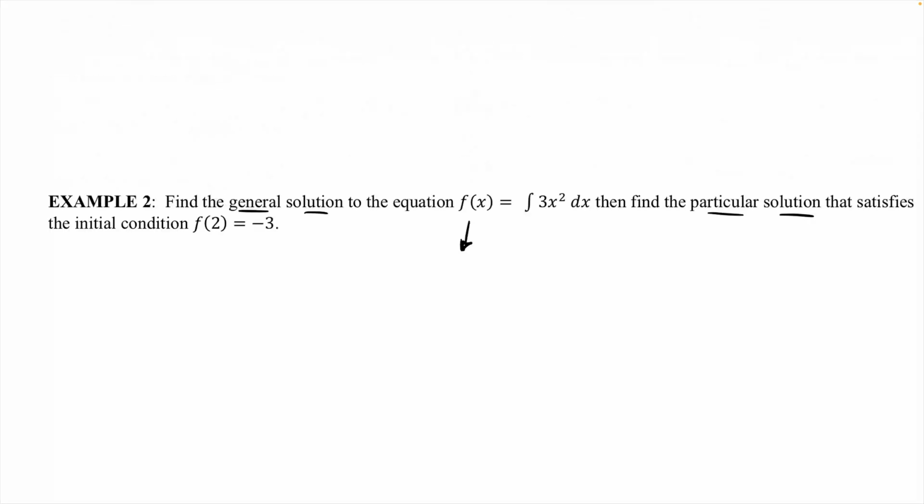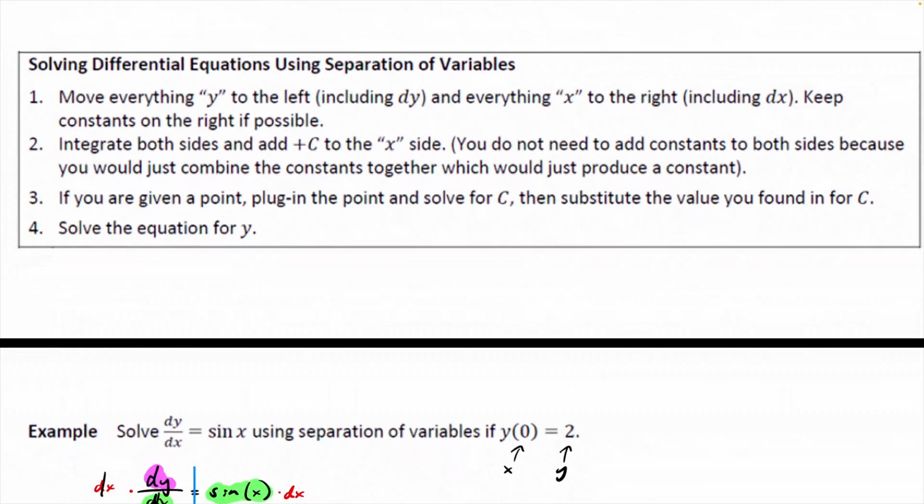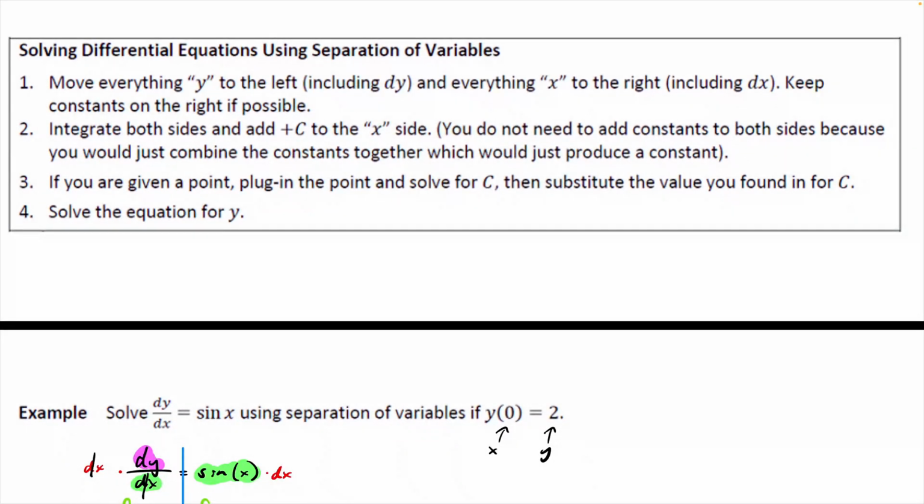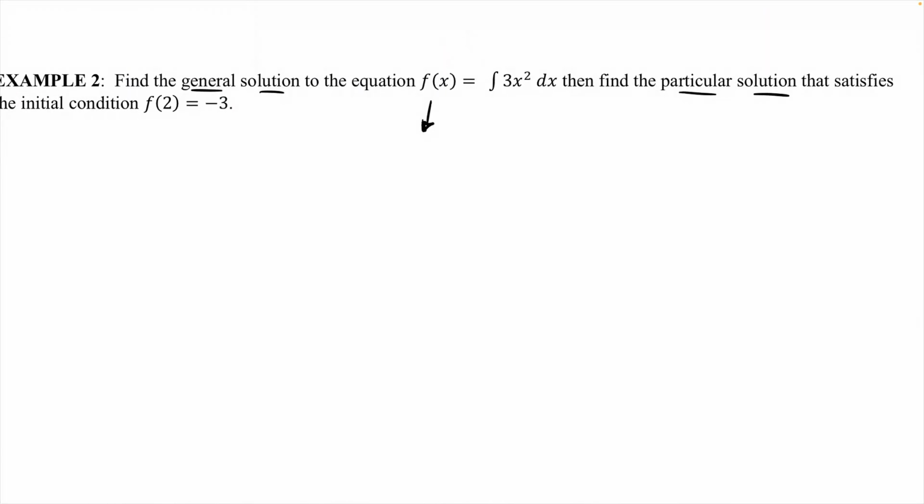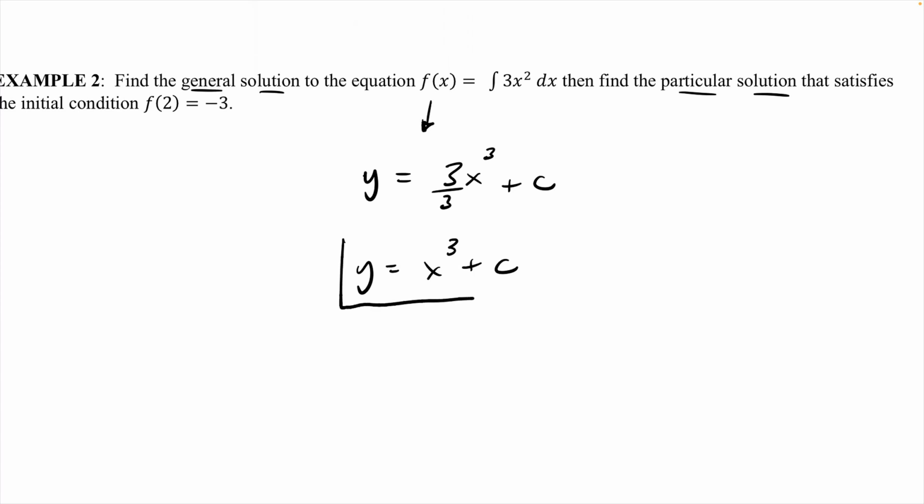So this one, if we go back to our steps, they actually did step 1 for us. Step 1's done. They did step 1 for us because they already have an integral in there. So we just got to go to step 2. Step 2 is integrate. So the integral for 3x squared is 3x to the third divided by 3 plus c, which is the same thing as x cubed plus c. That is the general solution.